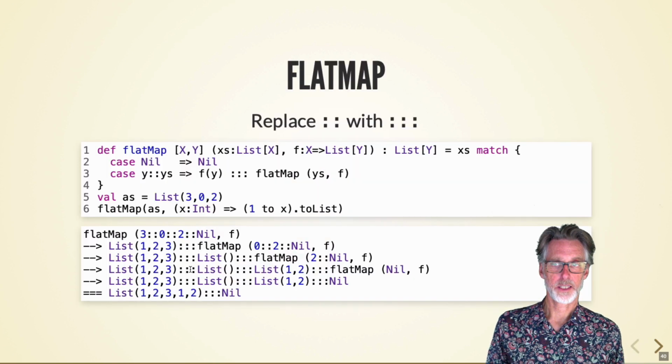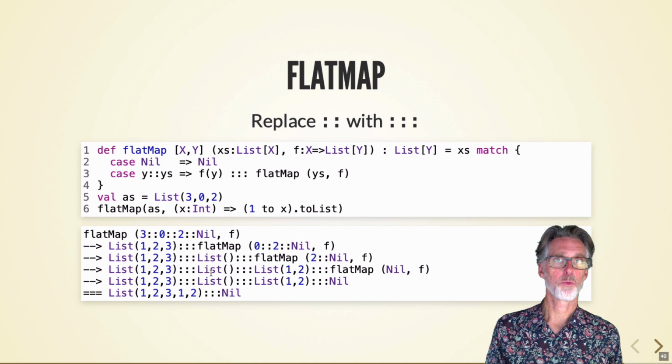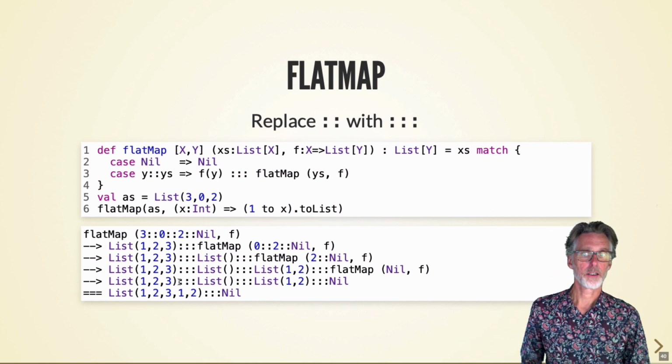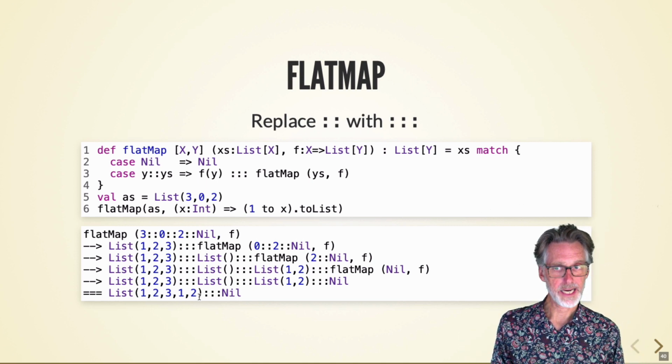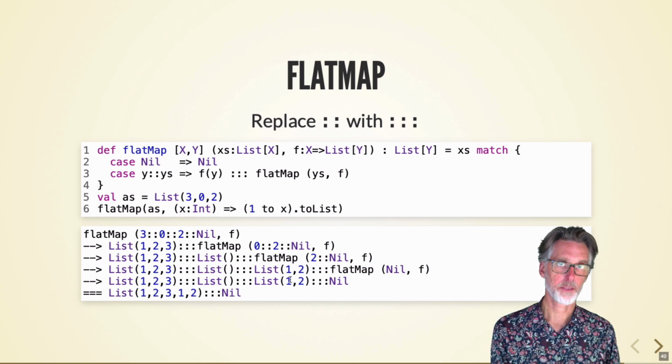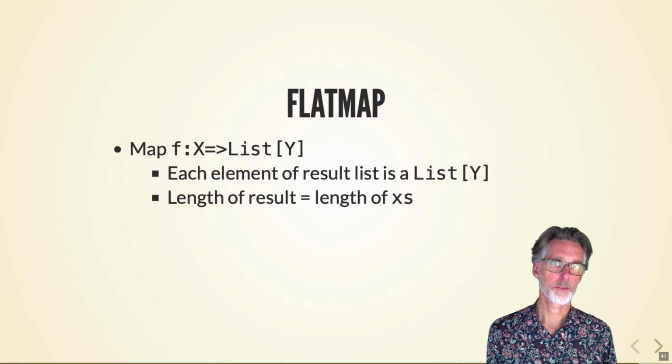You can see this on the example. We apply the transformer to get the list 1, 2, 3, the list empty, and the list 1, 2. And when we put all those together, we end up with a list whose length is the sum of the lengths of each of the subcalls, or the resulting subcalls.